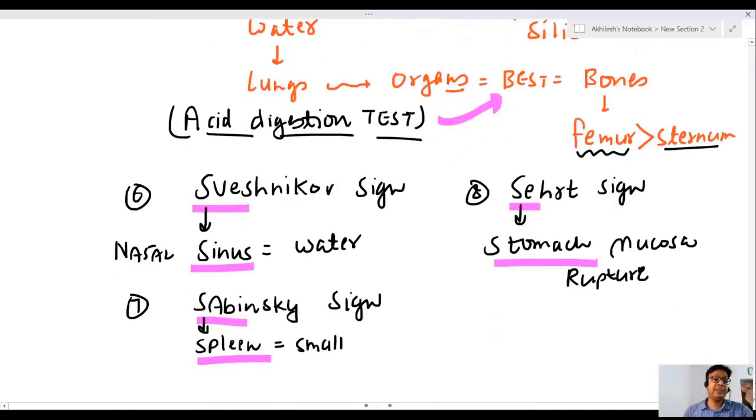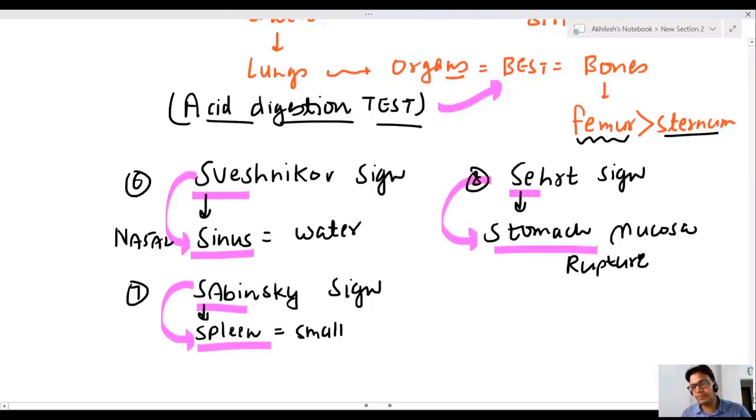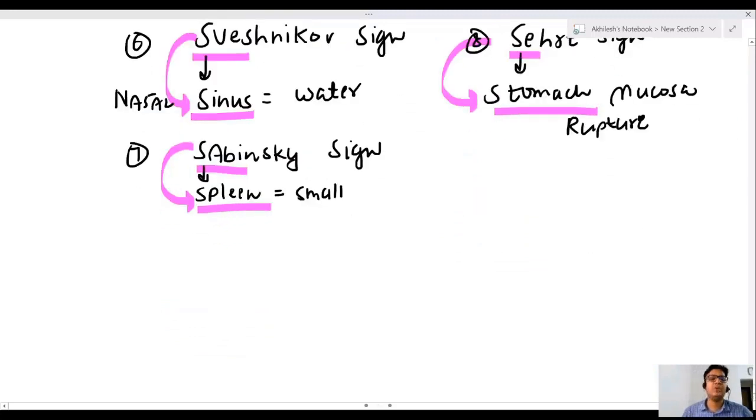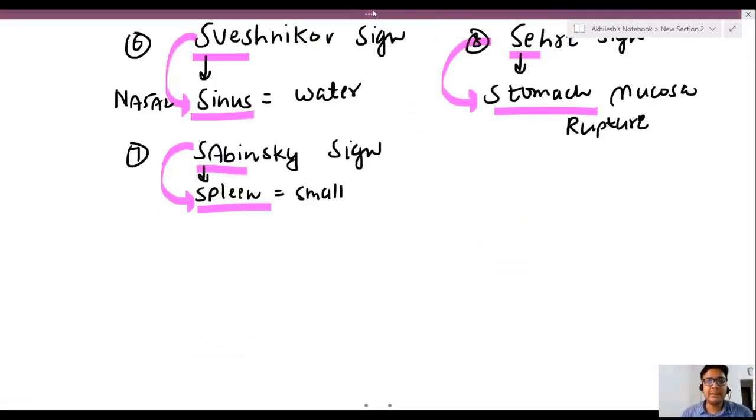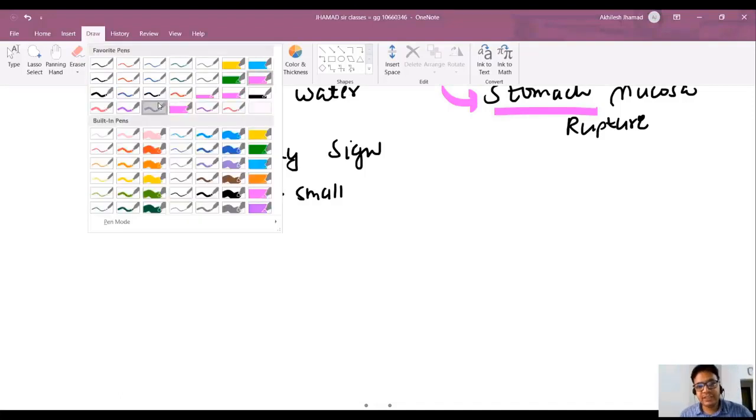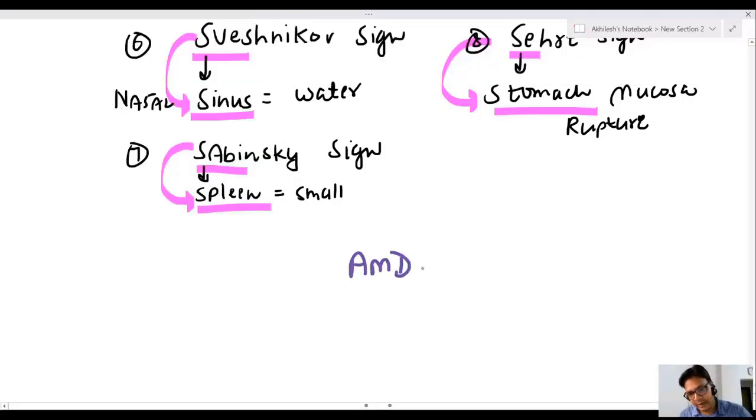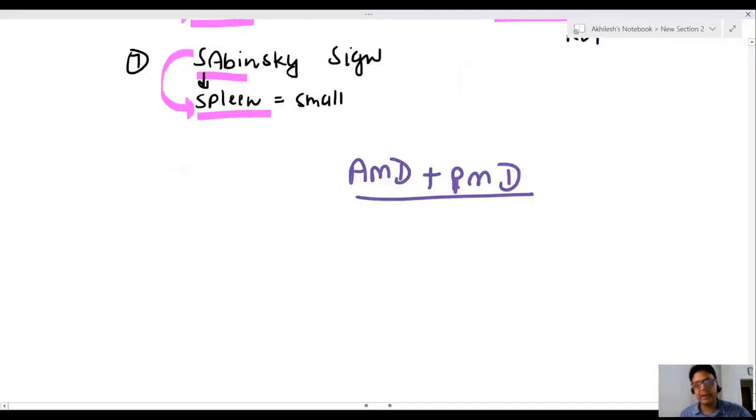These three are PG questions. Swashnikov sign, water in sinus. Sabinsky sign, small spleen. Sehert sign, stomach mucosa rupture. These are also seen in antemortem trauma. But sir, now we are coming to the findings which are seen in antemortem drowning plus postmortem drowning.